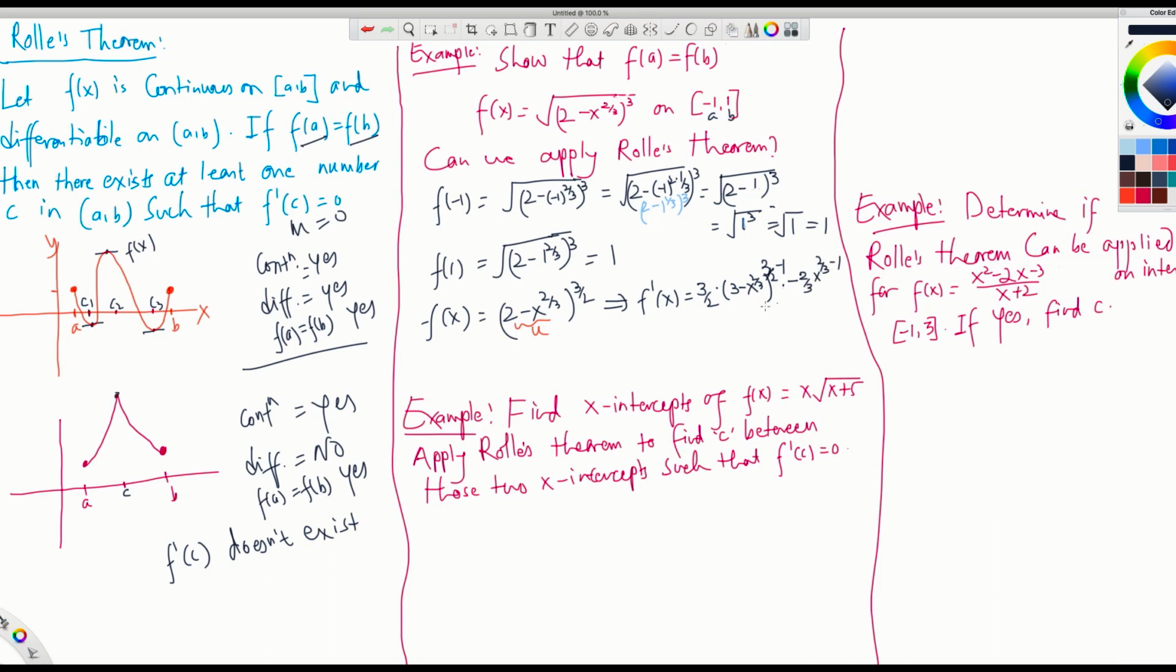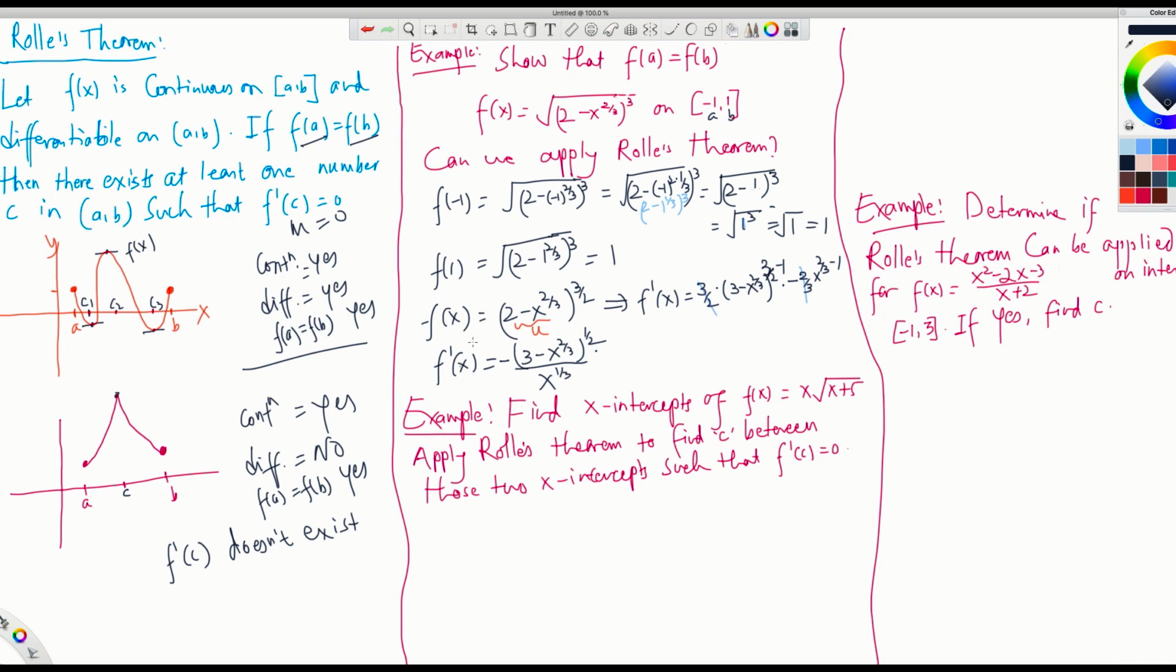So if you simplify this, what do you get? Basically you can cancel these two because 3/2 times 2/3 is 1. So that negative will come to the front. You can write f prime of x equals negative (2 minus x to the 2/3) to the 1/2, because 3/2 minus 1 is 1/2, times x to the 2/3 minus 1, which is -1/3, so you can put that on the bottom, x to the positive 1/3.